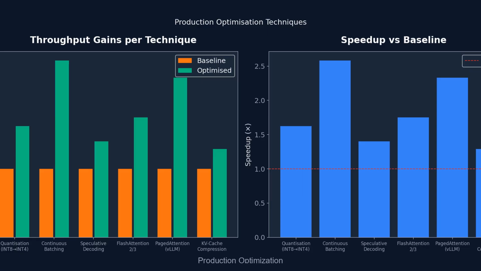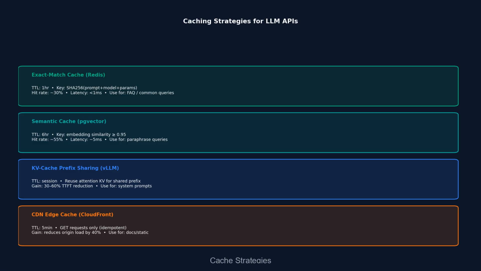Quantization and continuous batching both show substantial throughput gains over baseline. But notice that continuous batching and paged attention lead on the speed-up axis. That distinction matters. Quantization makes your model smaller and faster per token. Continuous batching and paged attention make your serving infrastructure smarter about how it uses the GPU across many concurrent requests. In practice, you want both model-level optimization and infrastructure-level optimization because they target different bottlenecks and their gains are largely additive.